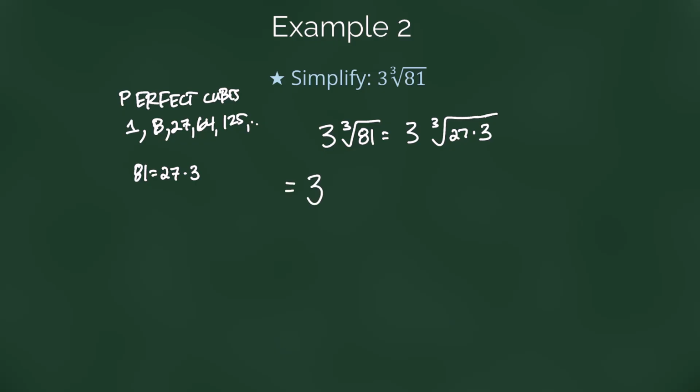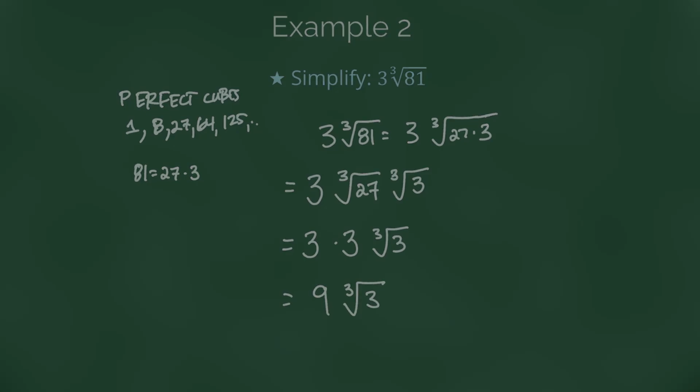We're going to split that into the cube root of 27 times the cube root, that's very hard to read, the cube root of 3. The cube root of 27, remember 27 is 3 times 3 times 3, which means its cube root is 3. So we get 3 from the first 3, then we get another 3 here, and then we have the cube root of 3. And so our final answer is 9 times the cube root of 3.